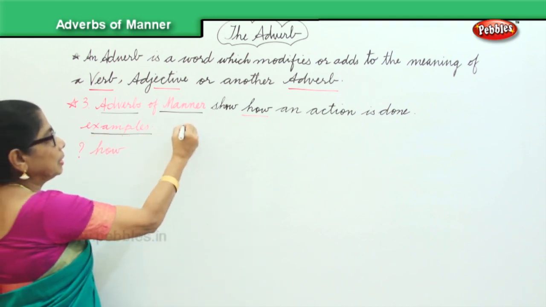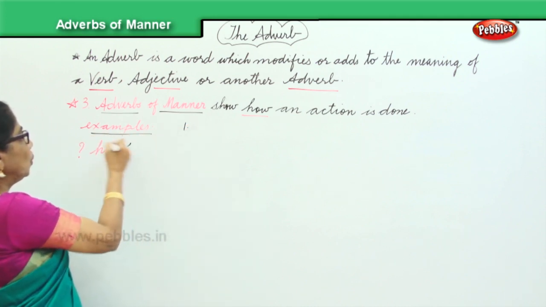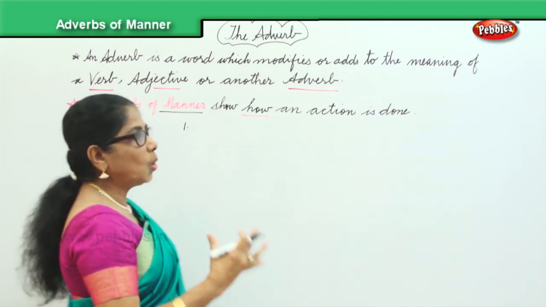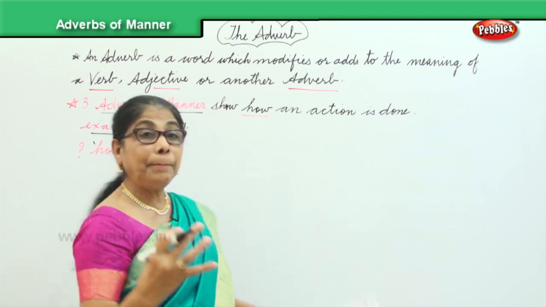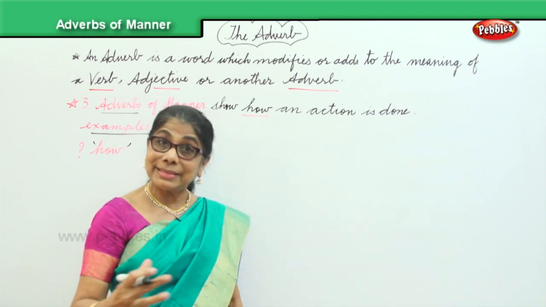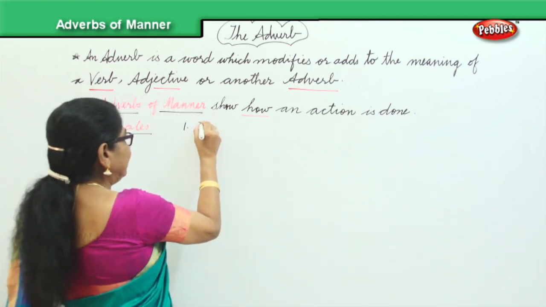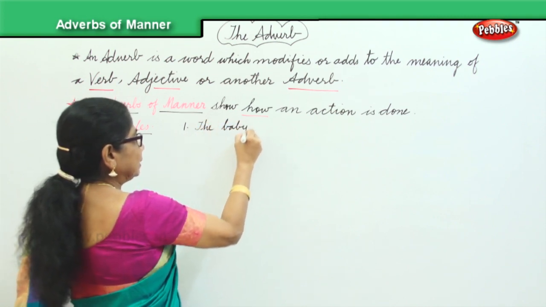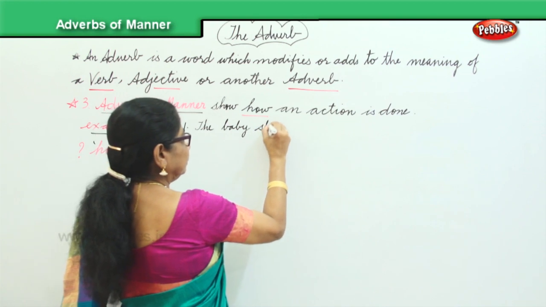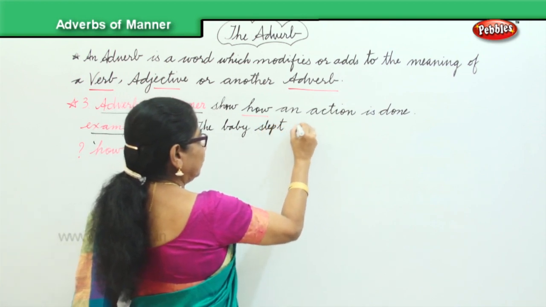Okay? Now, I'll give you some examples. Remember to ask the question, how? How was the action done? For example, the baby slept soundly. The baby slept soundly.